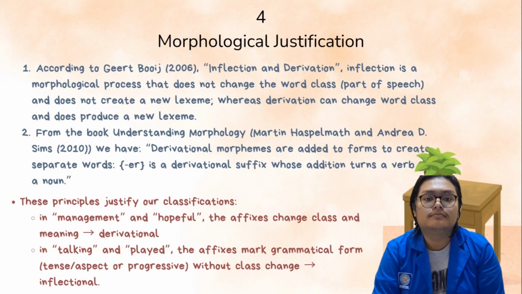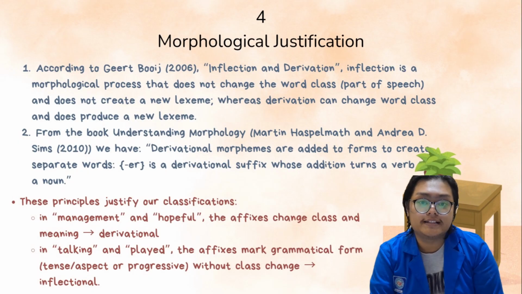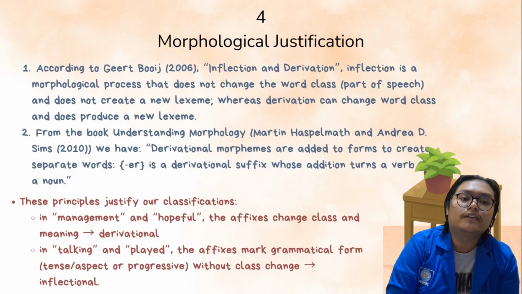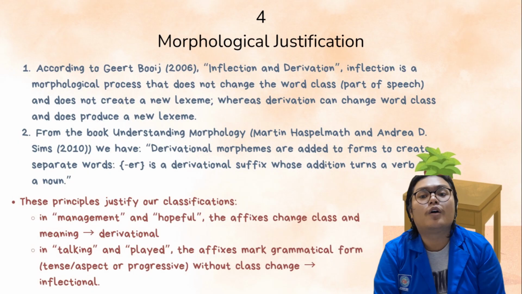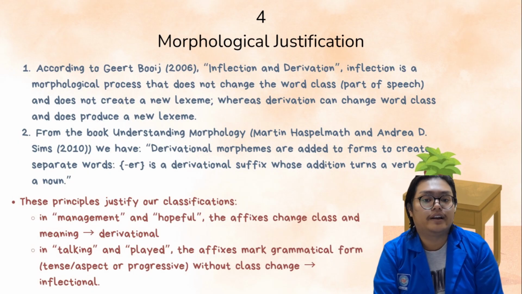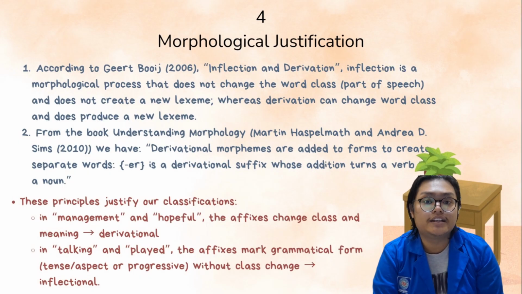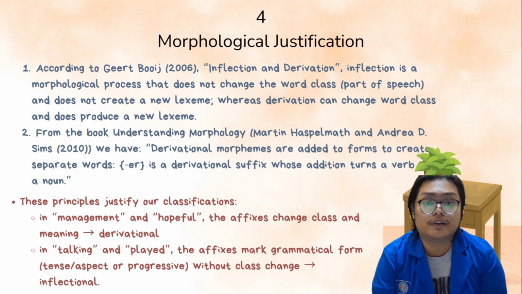Move to number 4, morphology classification. So my explanation is based on Geert Booij, 2006. Inflectional and derivational. Inflectional is a morphological process that doesn't change the word class or part of speech and doesn't create a new lexeme, whereas derivational can change word class and thus produce a new lexeme.